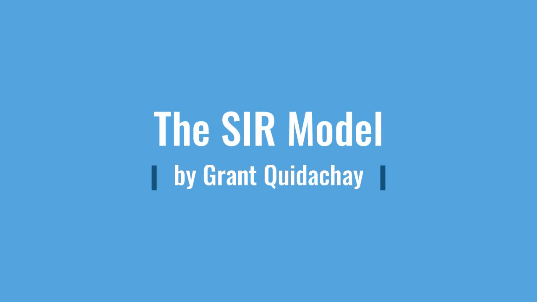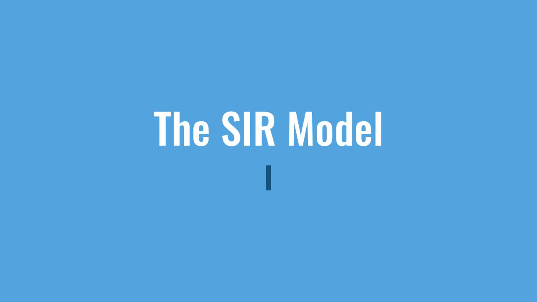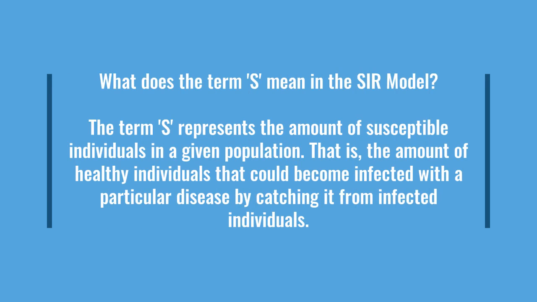So this is all about the SIR model by Grant Kittichai. So the term S in the SIR model represents the amount of susceptible individuals in a given population, basically the amount of people that could get the disease and catch it from the infected individuals.